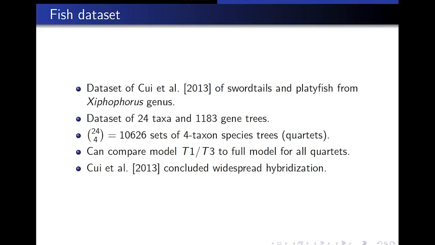We're looking at an example of swordtails and platyfish of the Xiphophorus genus from Cui et al. The authors concluded that there was evidence of widespread hybridization amongst these fish. This dataset has 24 taxa and a sample of 1,183 gene trees. There are 24 choose 4, which is 10,626 sets of species trees.